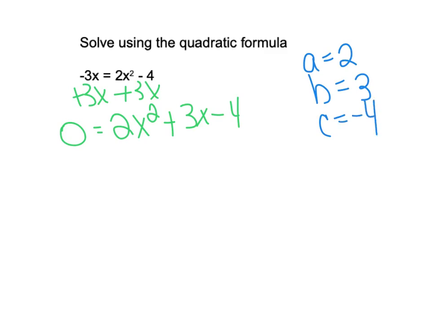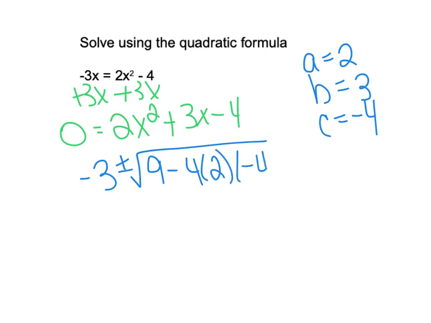So when we plug it into our formula, the opposite of b is negative 3 plus or minus the square root of b squared, 3 squared is 9, minus 4ac. All of that over 2a, which is 4. 2 times 2 is 4.